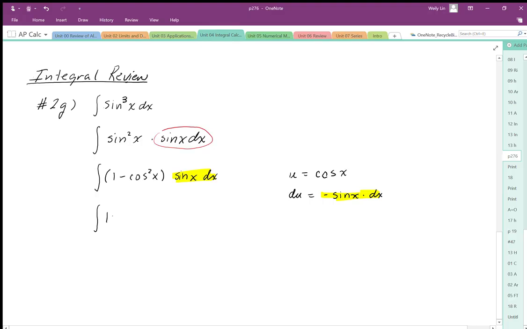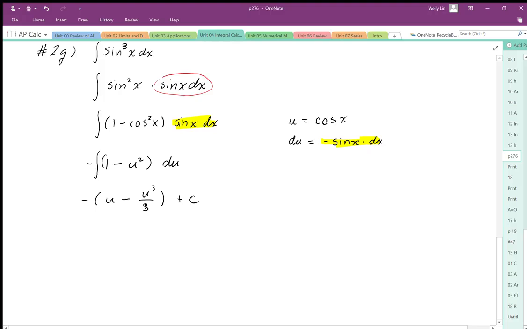So then doing the substitution, I get 1 minus u squared times du, and then we have to account for the negative, so I'm going to put the negative out there. And now I just have a polynomial to anti-differentiate. So I get negative u minus u cubed over 3 plus c, and then I can back substitute for the cosine.